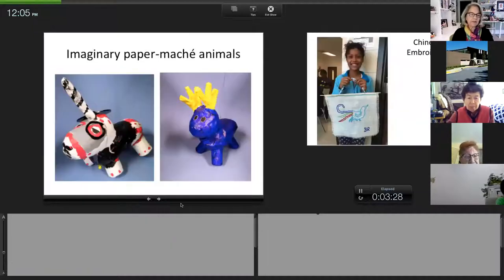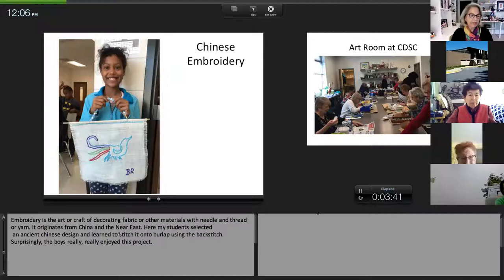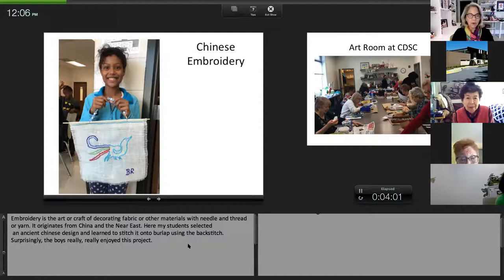And we were making imaginary animals. And here you have some examples of some imaginary animals. Another craft was embroidery, Chinese embroidery. This is an art or craft of decorating fabric or other materials with needle and thread. It originated in China and the Near East. And here my students selected an ancient Chinese design and learned to stitch it onto burlap using the back stitch. Now, surprisingly enough, the boys just absolutely couldn't get enough of this project.